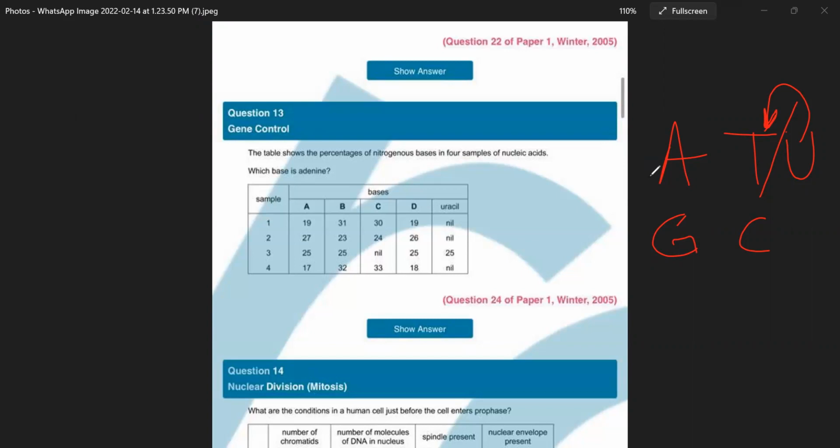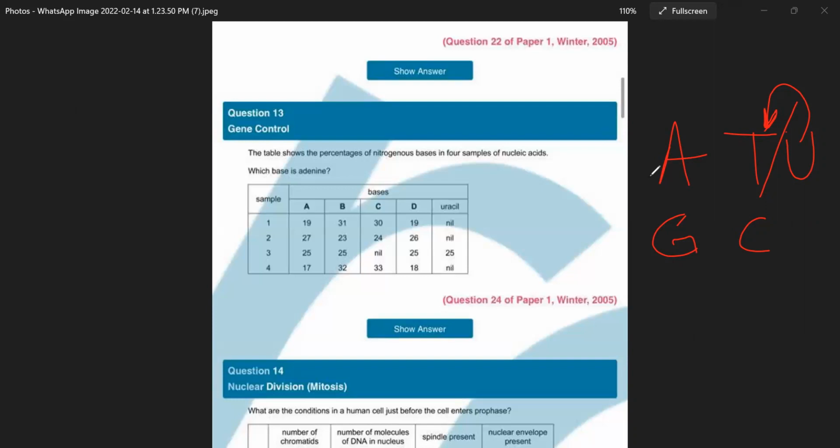Okay, so let's see what information we have. We have A, B, C, and D, and let's see which ones are which. He's talking about nucleic acids. We should have a total of 100%, obviously, because these are percentages and not solitary numbers. And then we need to see what we're talking about. For instance, he says over here, we have samples 1, 2, 3, and 4.